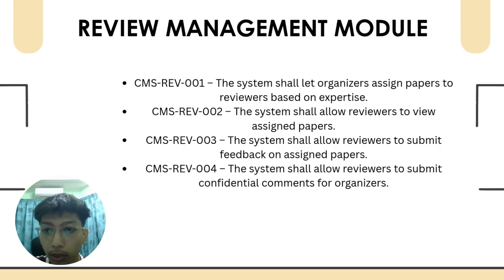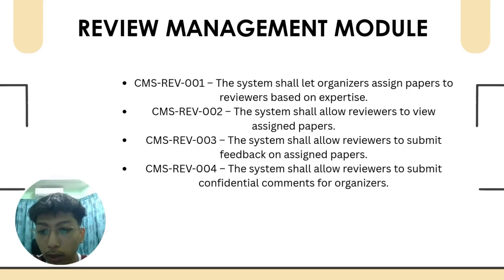And then next, the system shall allow reviewers to view assigned paper. And then next, the system shall allow reviewers to submit feedback on assigned paper. So this one enables reviewer to provide feedback for papers. And then the last one is CMS Ref 004. The system shall allow reviewers to submit confidential comments for organizers. So this one gives reviewers the option to send confidential comments to the organizer.